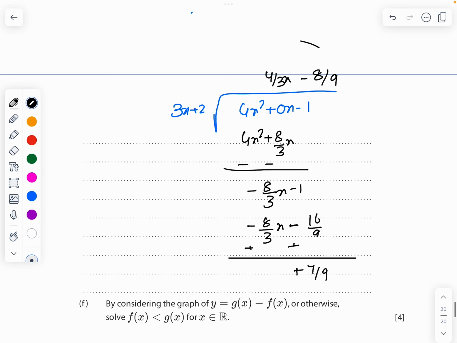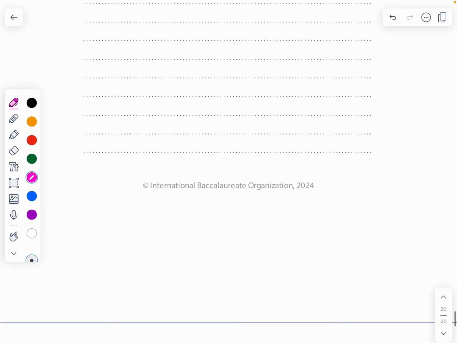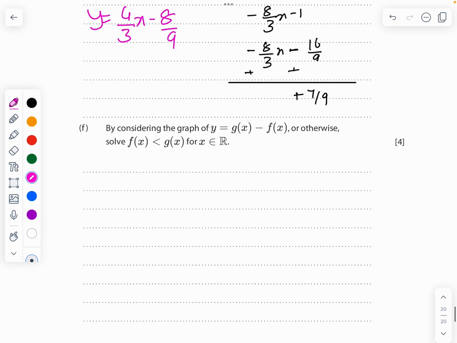So what will be my oblique asymptote? My oblique asymptote is y equals 4 upon 3x minus 8 upon 9. By considering the graph y equal to f of x, g of x minus f of x, or otherwise, solve f of x is less than g of x.